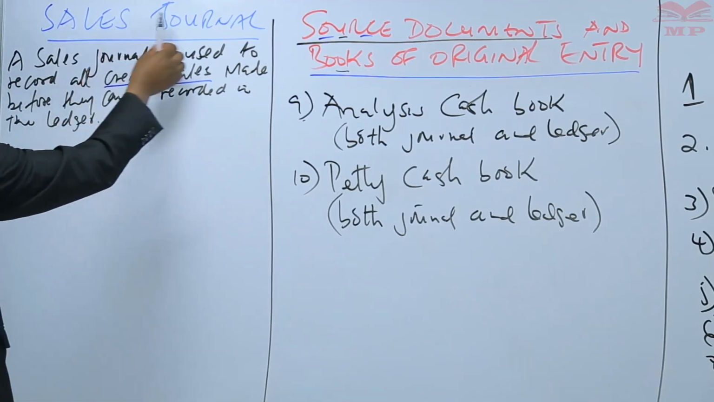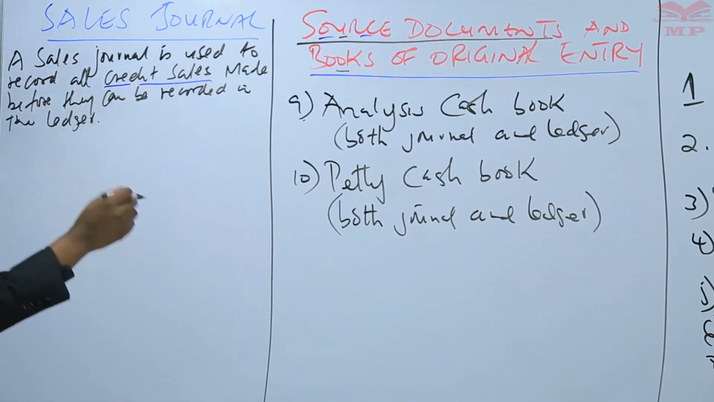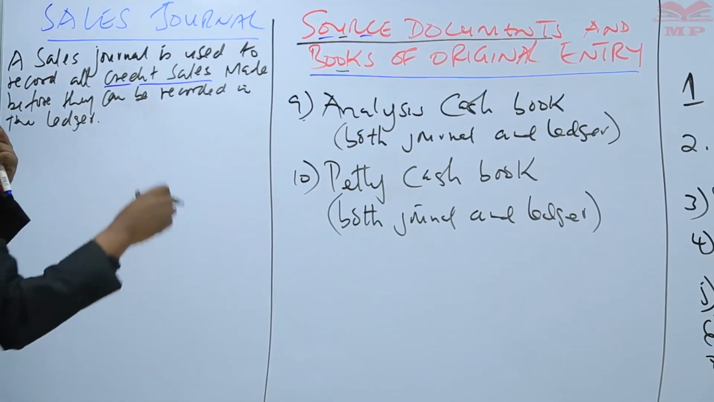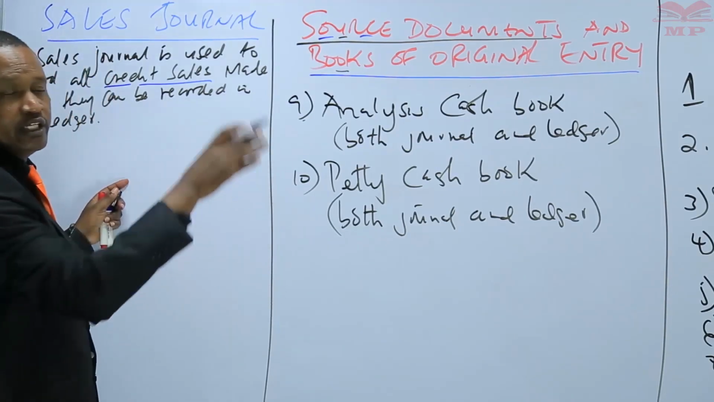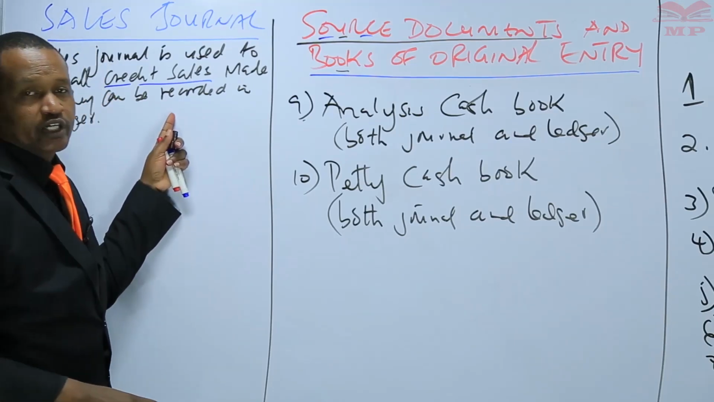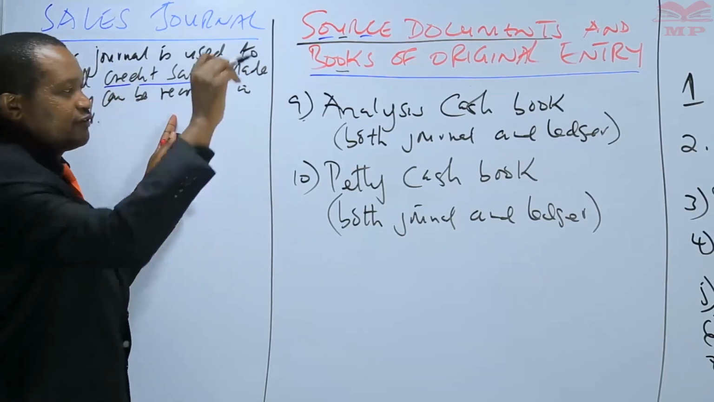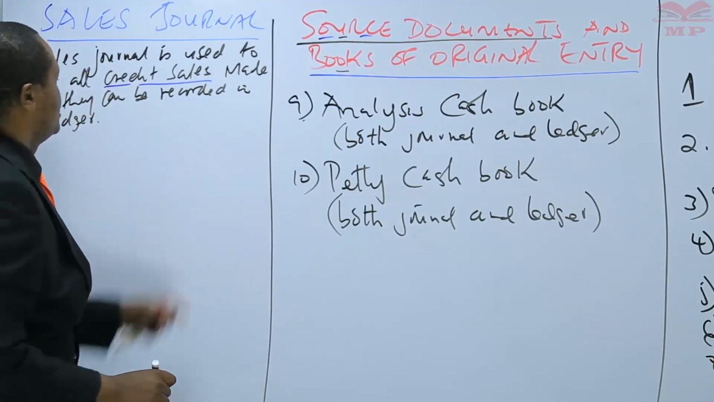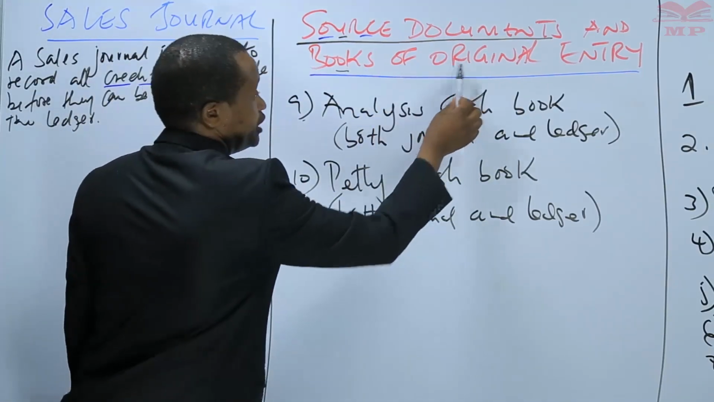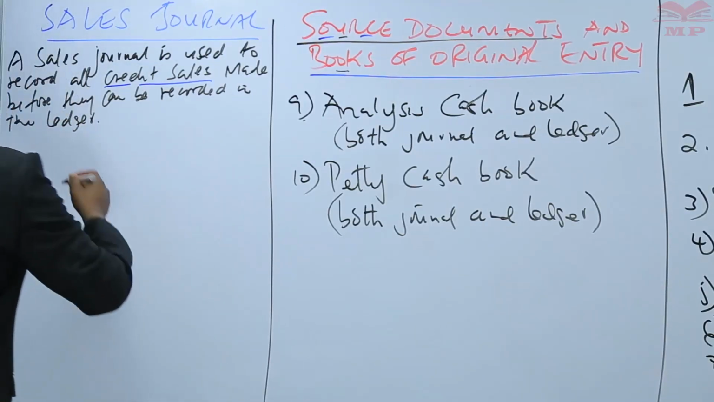So a sales journal, I repeat, is used to record all credit sales made before they can be recorded in the ledger. This journal is used to record credit sales for the first time. That's why it is known as Book of Original Entry or Book of Prime Entry.